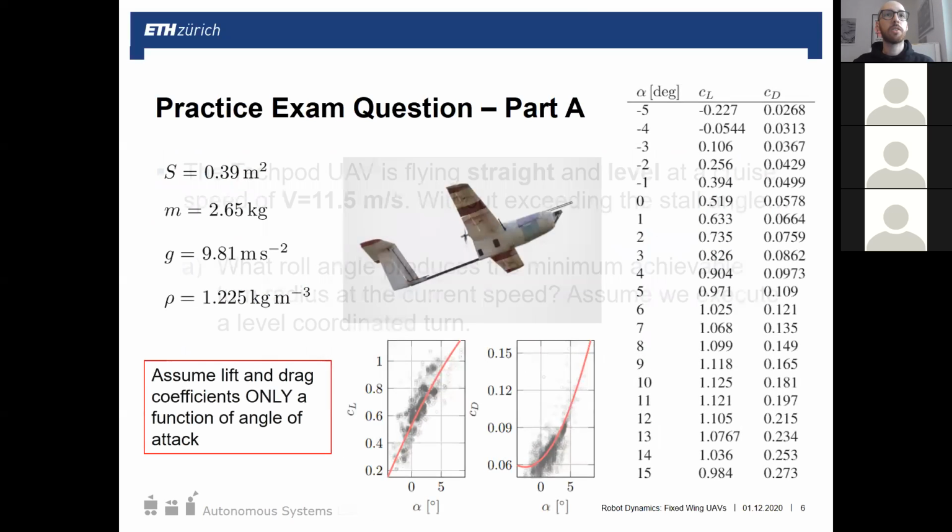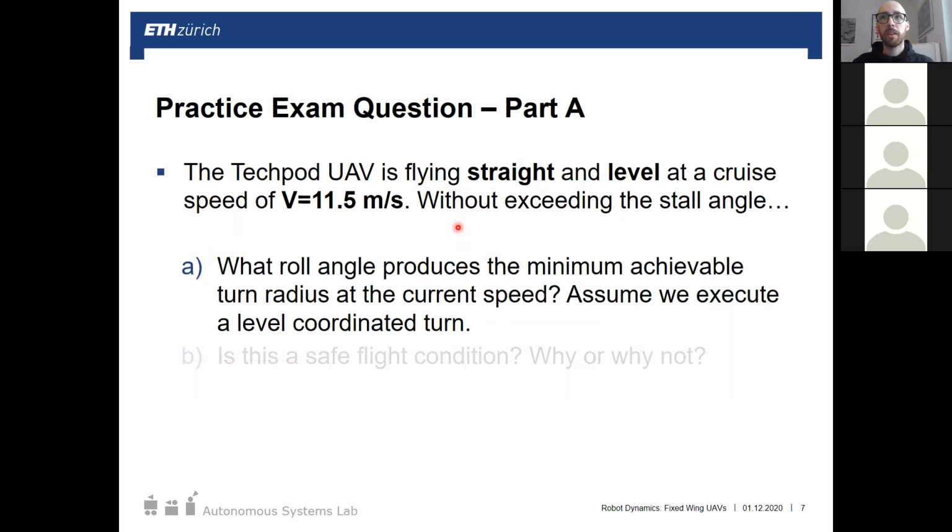So let's look at part A. I didn't specify relative to the ground, so you can assume, if ground relative is not specifically specified, that we're talking about motion through the air mass.